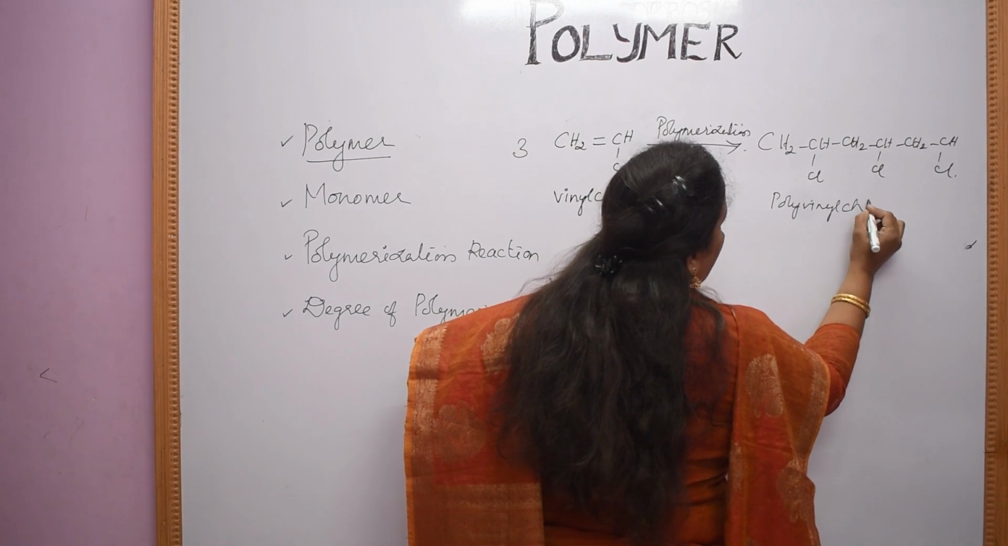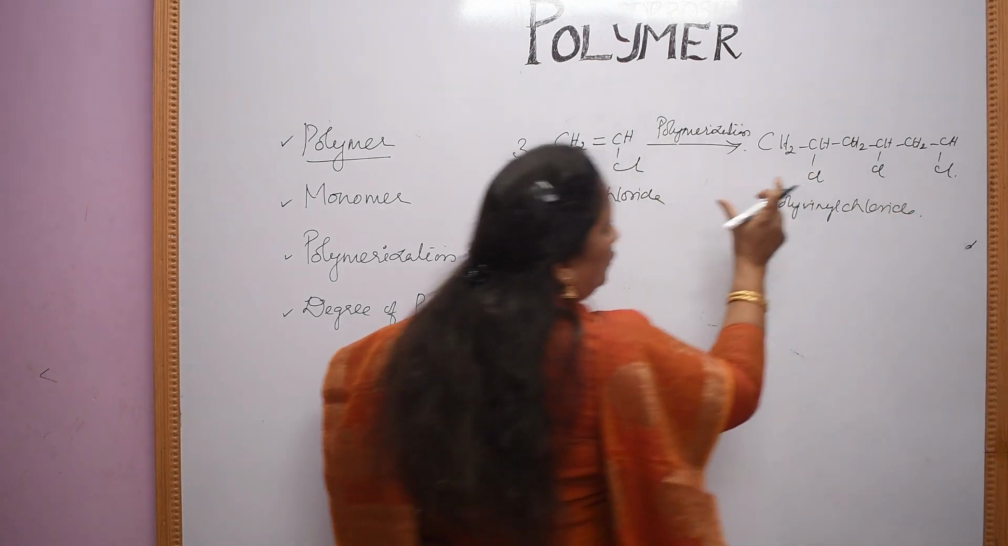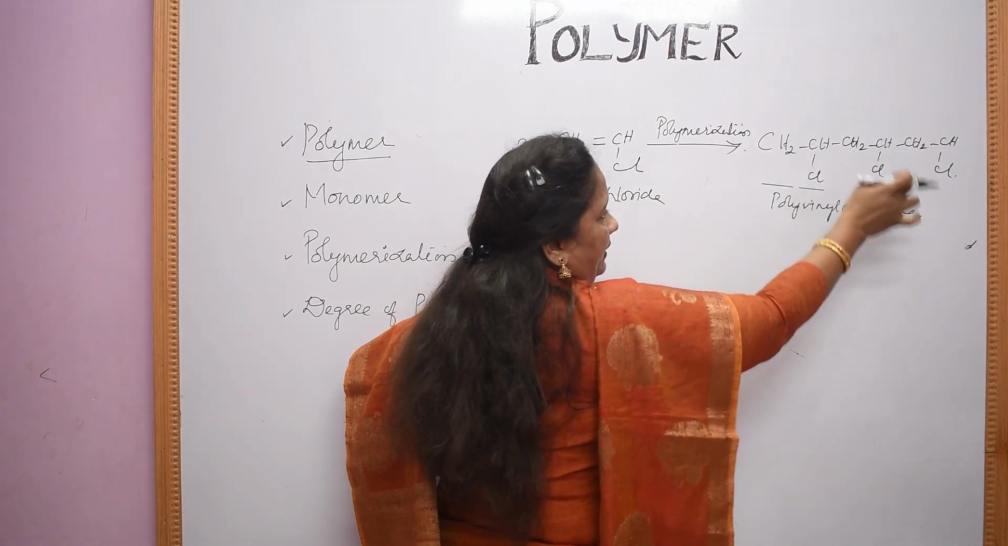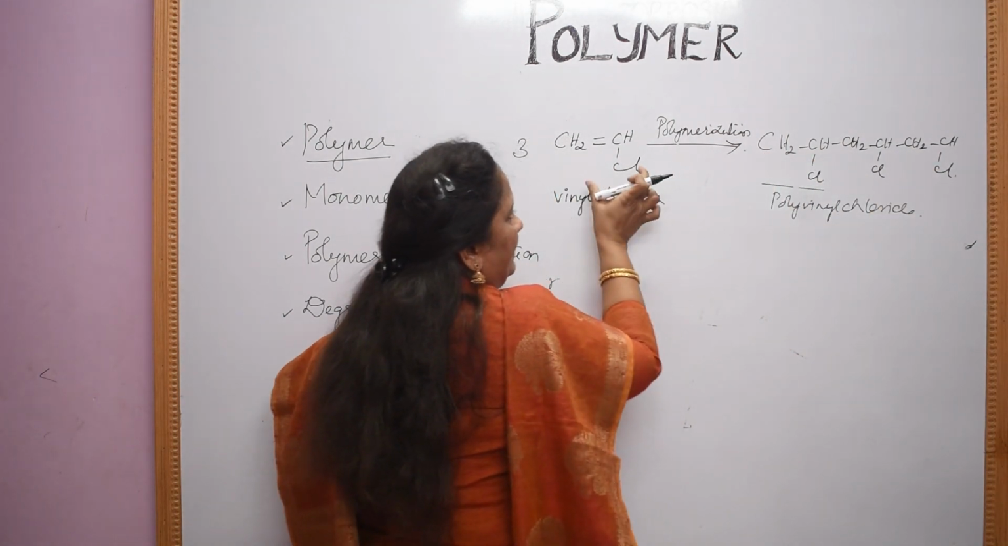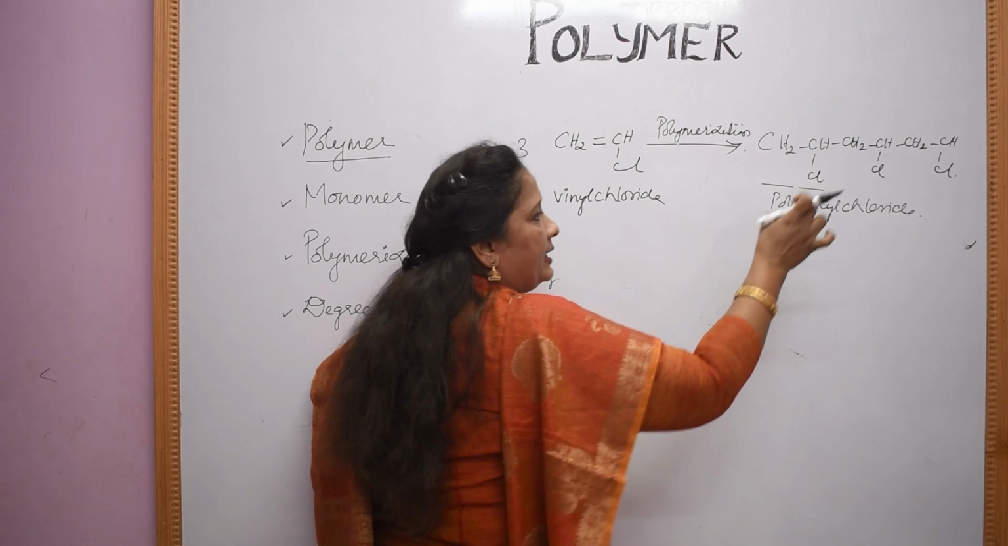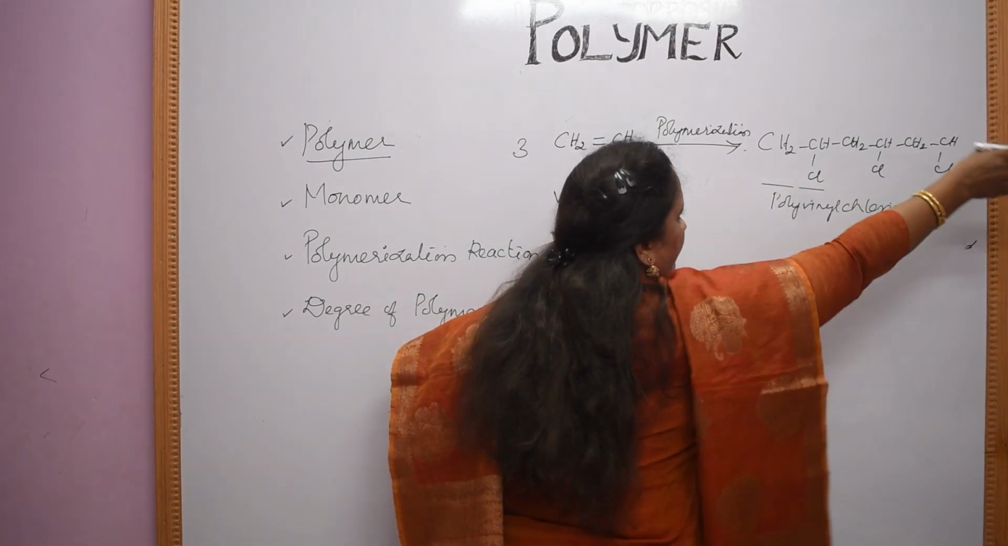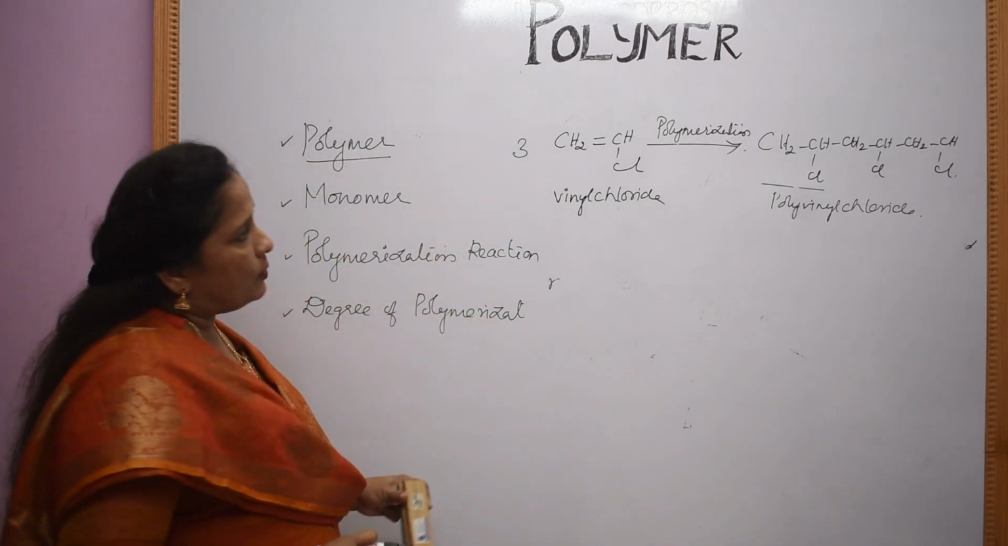So what is the unit that is repeating? The CH2 CHCl is repeating, right? CH2 CHCl, the vinyl chloride molecule, is repeating in the polymer chain. Vinyl chloride, vinyl chloride, vinyl chloride, vinyl chloride, like this. So what is a monomer?